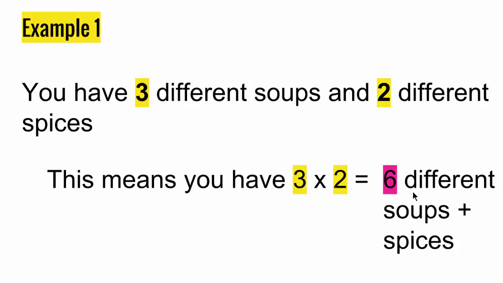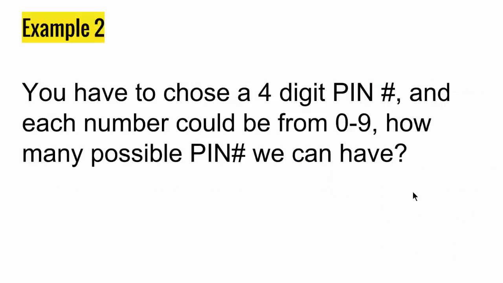Why? Well, based on the definition of the basic principle of counting, since the soups and the spices are independent of each other, we have m times n ways. So we have 6 different soups plus spices. Let me give you another example. Let's say we have to choose 4-digit pin numbers and each number could be from 0 to 9. How many possible pins can we have?